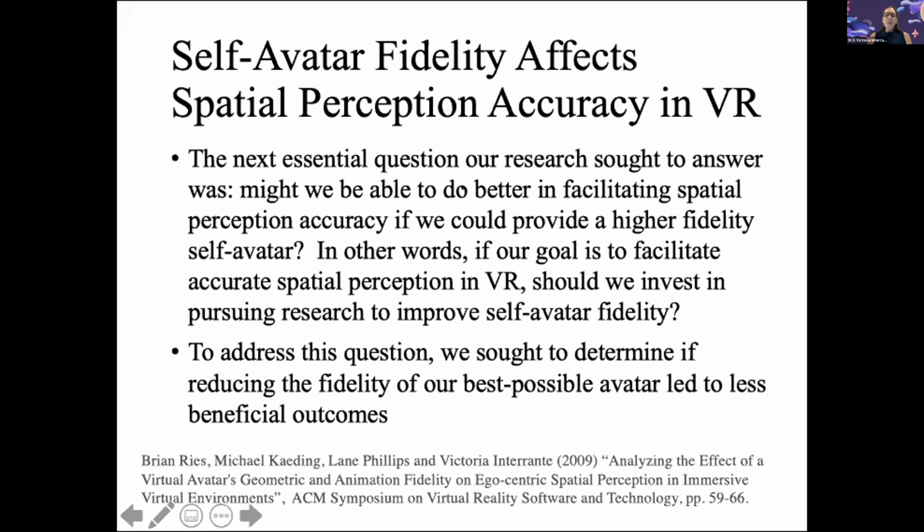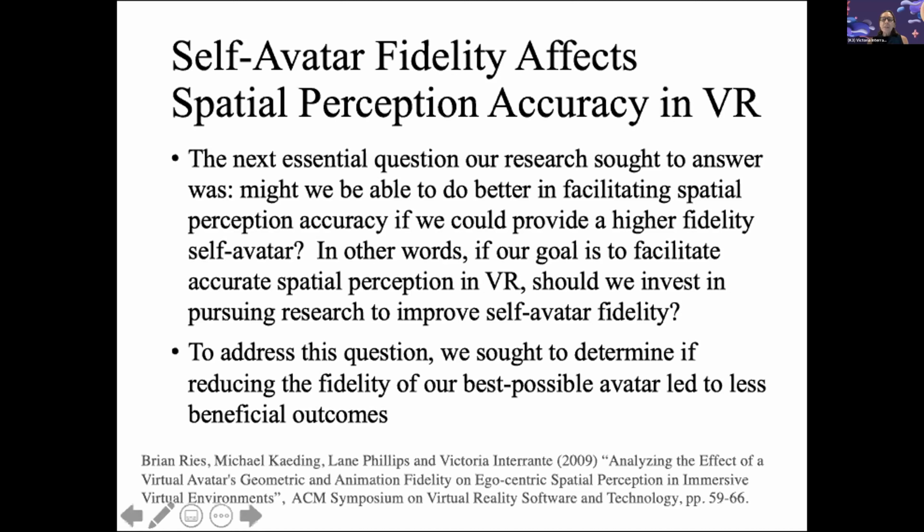So the next essential question in our research was, could we potentially do better in facilitating accurate spatial perception in VR if we could somehow provide people with a higher quality avatar embodiment? And if so, then it would be worthwhile to invest in a research endeavor towards higher quality self-avatar implementations. The problem is, we were already doing the best we could in terms of providing people with the best avatar that we could possibly give them. So we had no way to test that question directly.